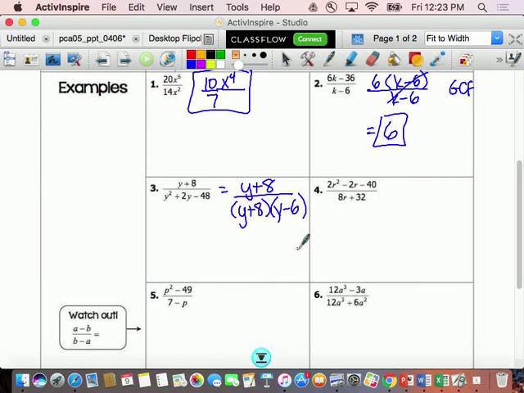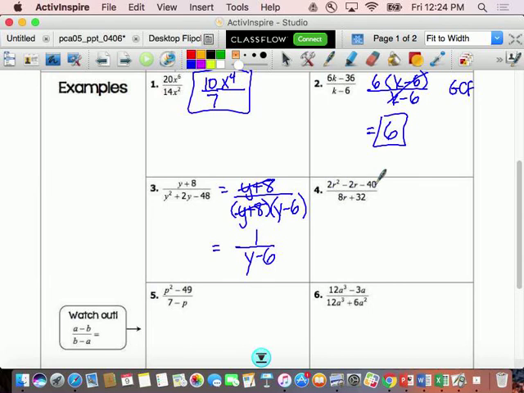Can we cancel anything out in the numerator and denominator? The y plus 8. Now, that y minus 6 is still in the denominator. It doesn't automatically get to hop up to the numerator just because the numerator's gone. What do we put in place of the numerator? 1, since y plus 8 divided by y plus 8 is 1. Good job.